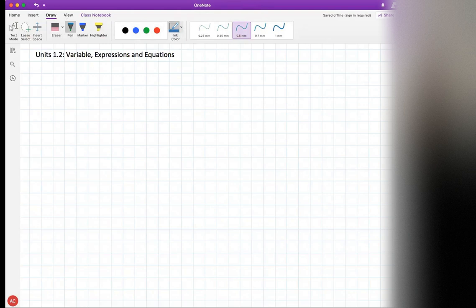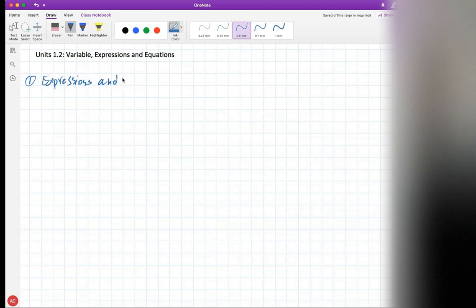Also briefly introduce equations today. So again, the infamous x and y, this is what it means, and this is where it comes from. So let's first talk about expressions and variables.